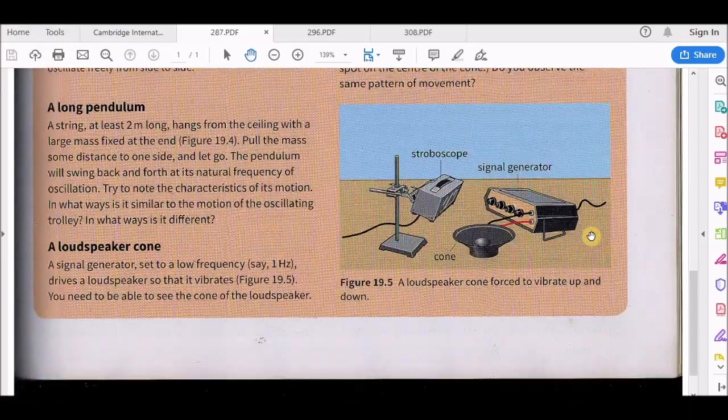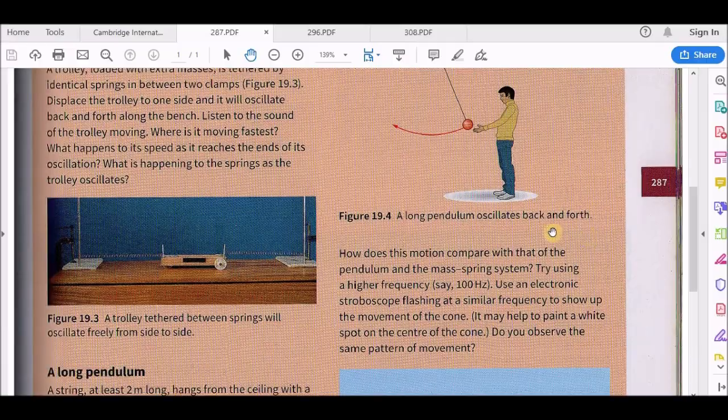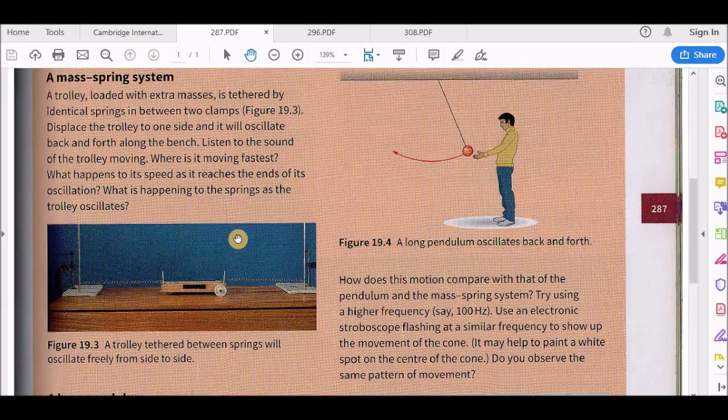Okay, so here are some examples. Spring mass system. You can see this in the diagram over here. This trolley is tethered between springs. Here is one spring, here is another spring, and it will oscillate freely from side to side. So let's say you pull one end and release it, and what will happen? It will move back and forth like this. Okay, so this is the equilibrium position. Eventually, due to friction, the amplitude of oscillation will decrease, and finally it will come to rest at this position. So that's why we call this position the rest or equilibrium position.